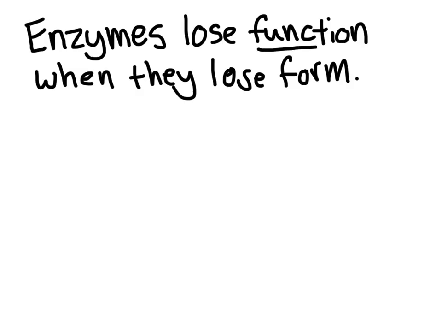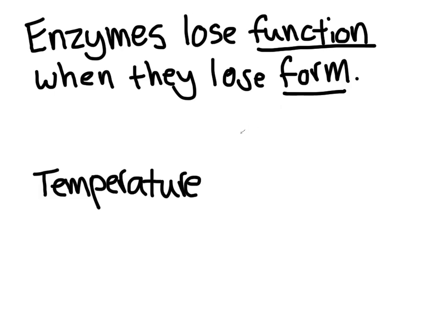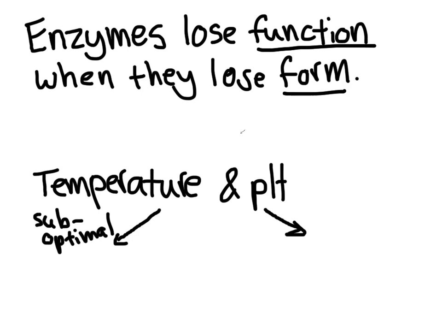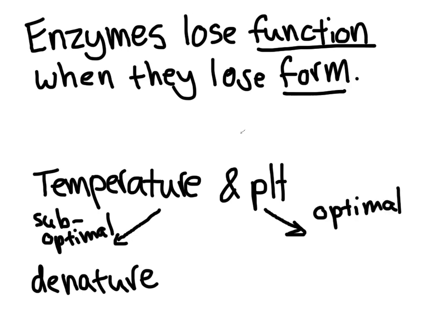To conclude, enzymes lose their function when they lose their form or shape. And that happens when either the temperature or the pH is not optimal. At those suboptimal temperatures and pHs, enzymes denature and don't speed up chemical reactions. Whereas at optimal temperatures and pHs, they keep their shape and speed them up.